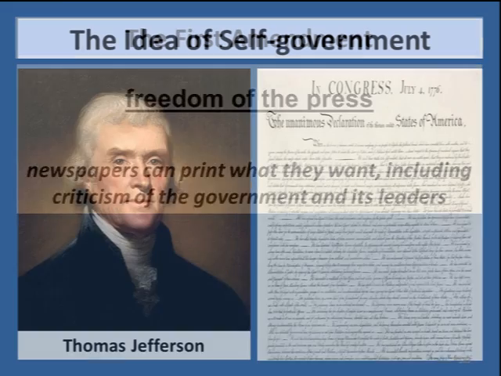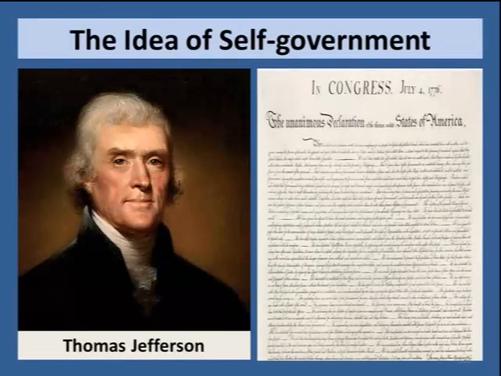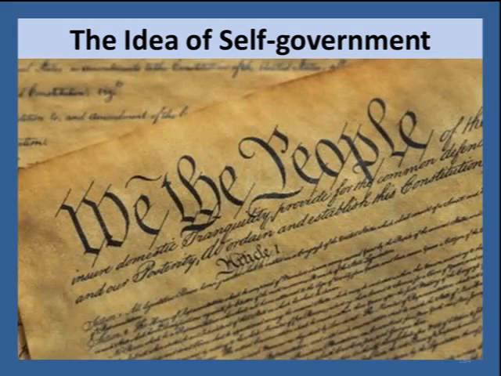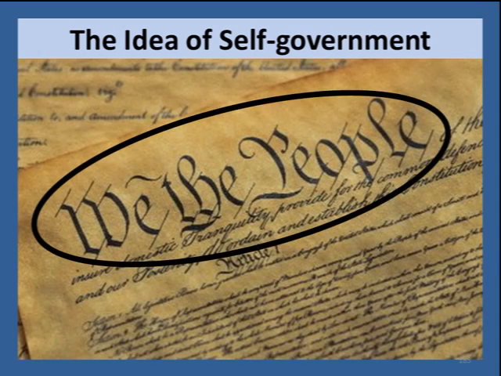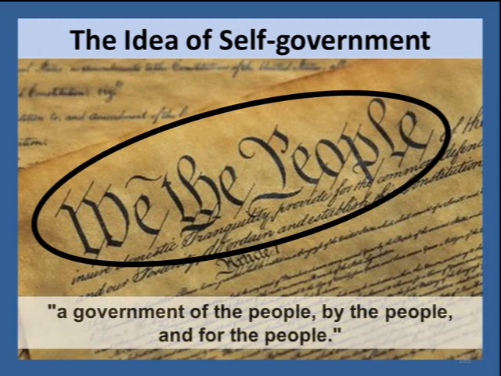The U.S. government is based on the idea of self-government. The Declaration of Independence states that men are born equal and a nation's citizens, not a king or other ruler, must be allowed to make their own laws. This is why the first 3 words of the Constitution are, "We the people." We the people expresses the idea of self-government. As Abraham Lincoln said, the U.S. is a government of the people, by the people, and for the people.